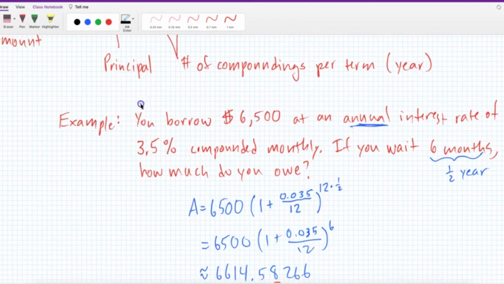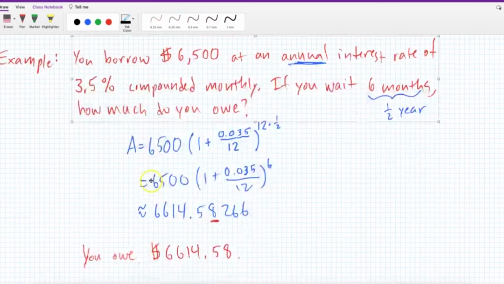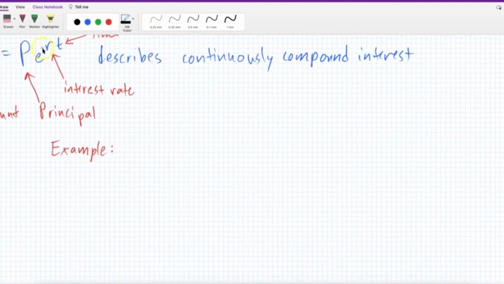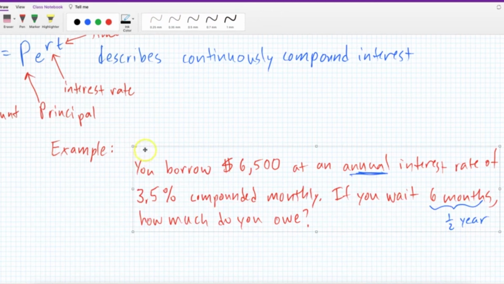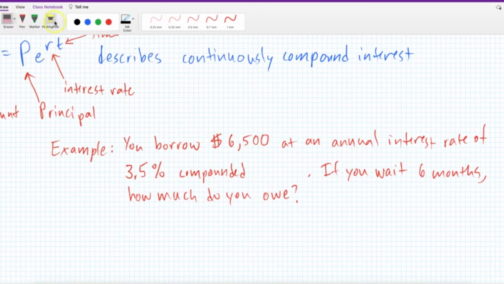Okay, this time, instead of compounding monthly, it'll be compounding continuously. So let's go ahead and get rid of some of my extra marks there. Okay, and then so continuously.